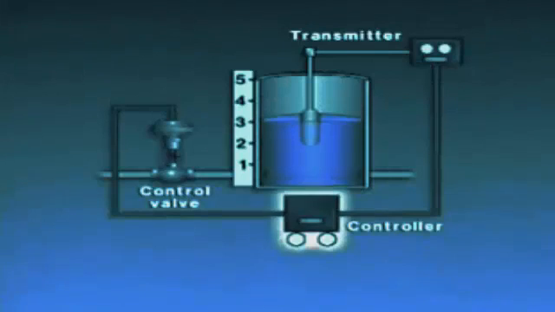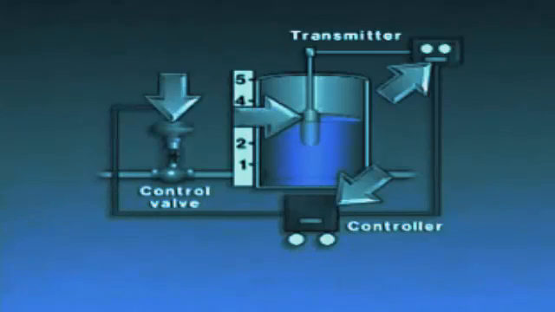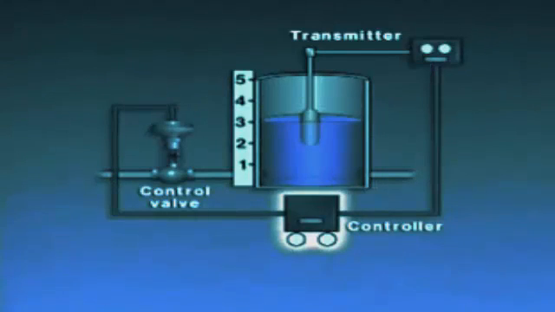Right. The controlling element, or controller, computes the difference between the measured level and set point, and sends a corrective signal to the final control element. No. The controlling element, or controller, computes the difference between the measured level and set point, and sends a corrective signal to the final control element.